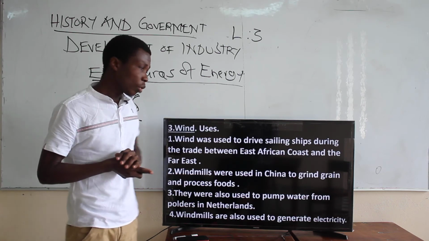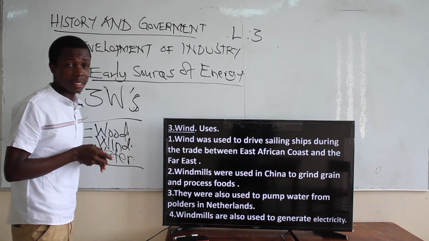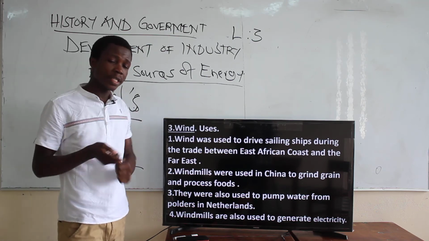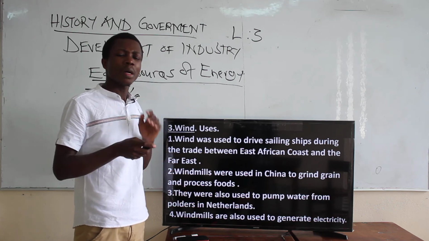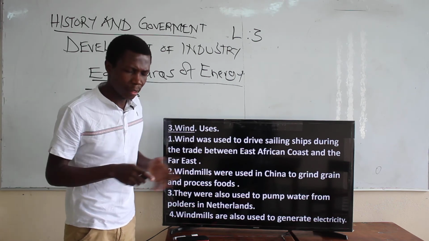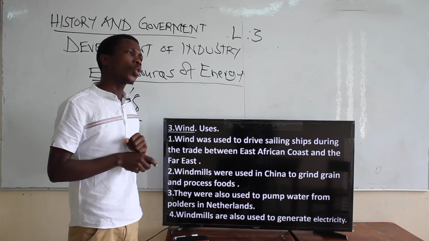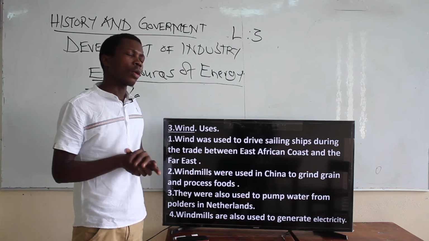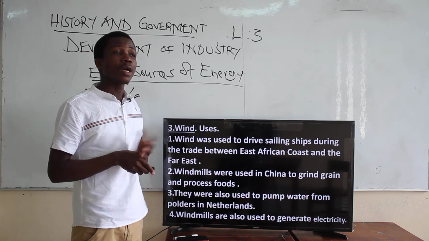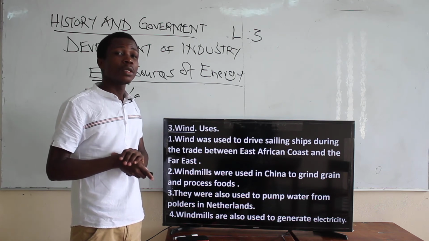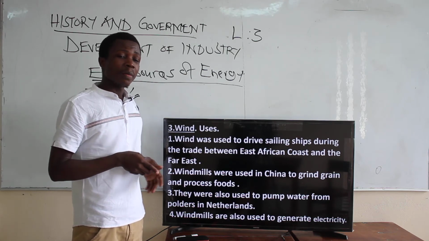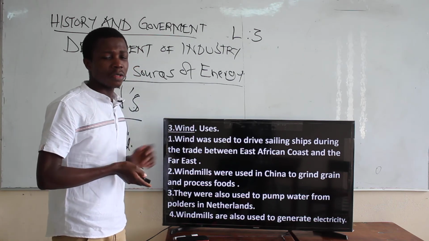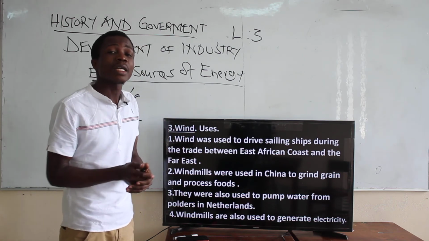Then after that, we will look at the wind as the second early source of energy. When we talk about wind, we are going to look at the uses. Wind had diverse uses, and it was used in several ways to provide energy. You can look at the windmills around us. You can look at the sea where we have the dhows using the wind, and so on. But let's concentrate on the context here. What were the uses of wind as a source of energy?